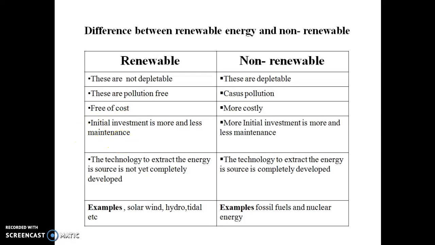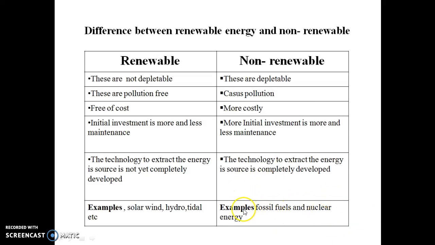Here also the initial investment is more and maintenance is less, and the technology to extract the energy is not yet completely developed in renewable energy sources. The technology to extract the energy source is completely developed in non-renewable sources. The best examples for renewable energy sources are solar energy, wind energy, tidal energy, bioenergy, geothermal energy, fuel wood, fuel cells, solid waste, and hydrogen energy.